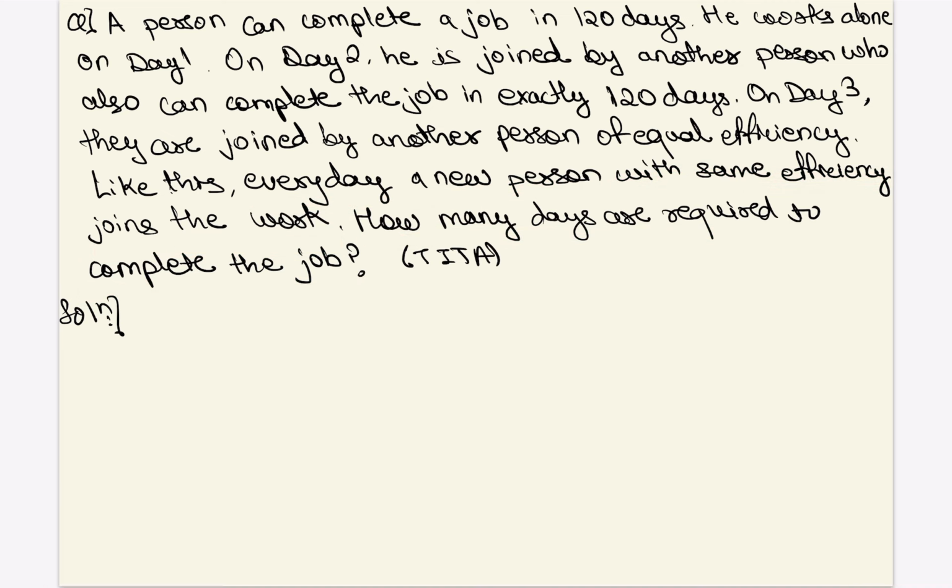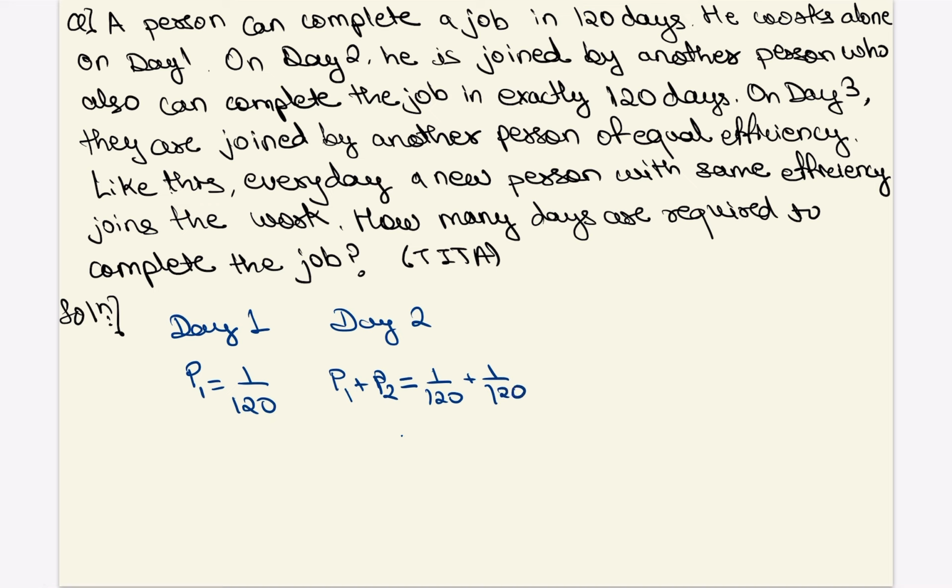So on day 1, what happens is one person whose efficiency is 1 by 120 works. Person 1 works, day 1. On day 2, person 1 plus person 2 work on the same. One more person joins person 1, so let's say that person is person 2. So 1 by 120 plus 1 by 120. That means on the second day, 2 by 120 work gets done.